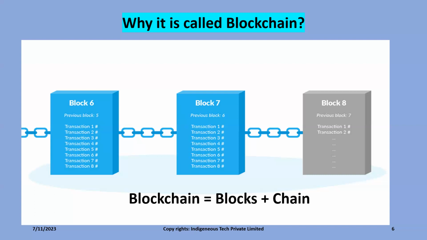For example, here you are seeing block 6 and block 7. The block 7 will have a header which will be the hashed output of block 6's header and other info. So the header of the previous block is getting hashed into the current block. That way they're chained together. That's why it is called blocks plus chain equals blockchain.